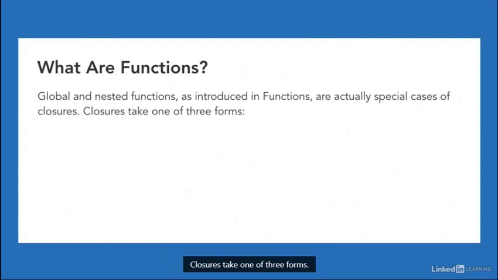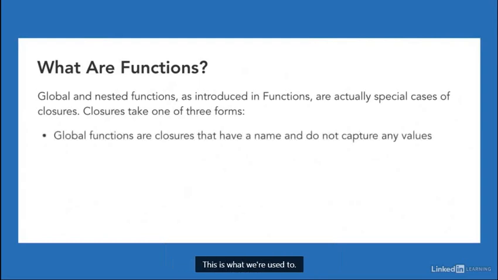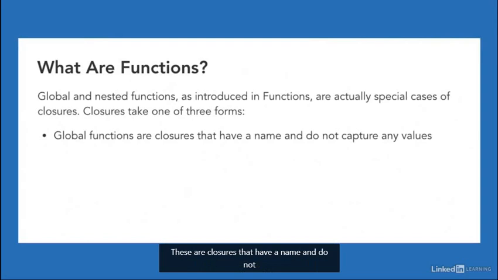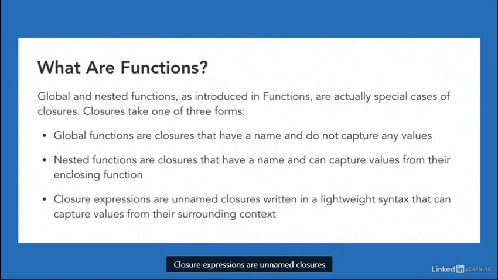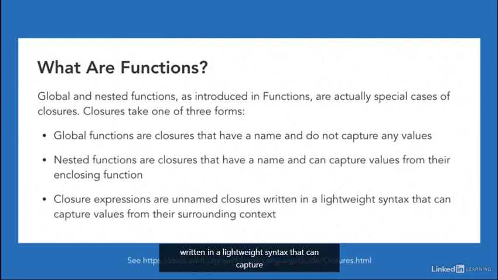Closures take one of three forms. Global functions, this is what we're used to. These are closures that have a name and do not capture any values, so nothing within the scope at that time. Nested functions are closures that have a name and capture values from their enclosing functions. So these are functions that are defined within other functions, not too common in my experience. Closure expressions are unnamed closures written in a lightweight syntax that can capture values from their surrounding context. That's what we talked about in the previous video.